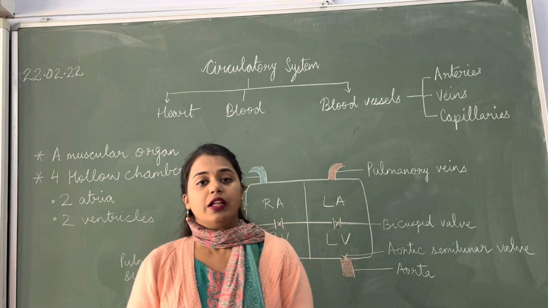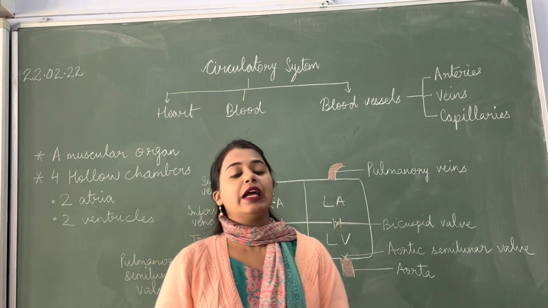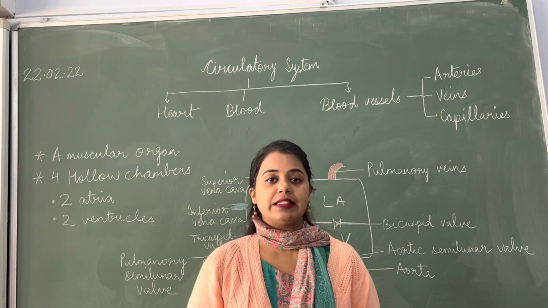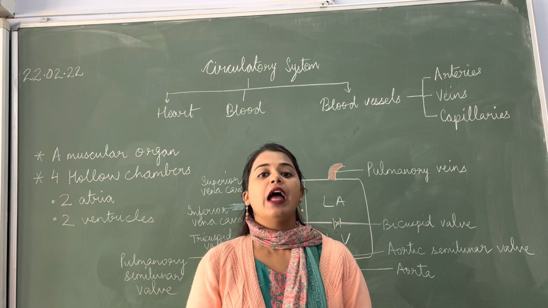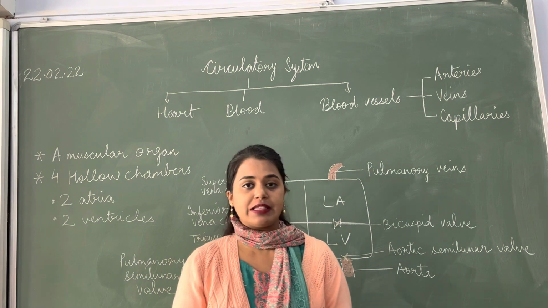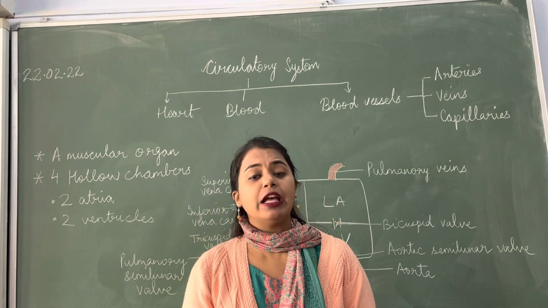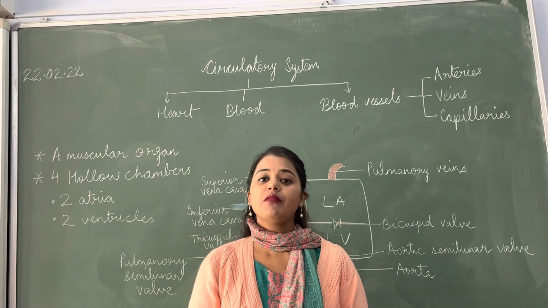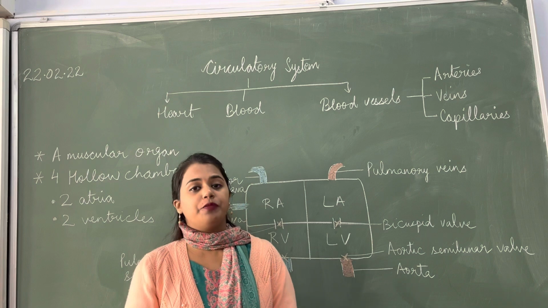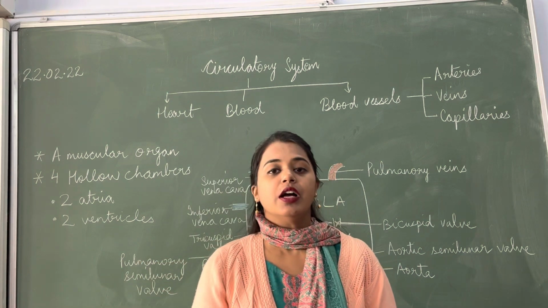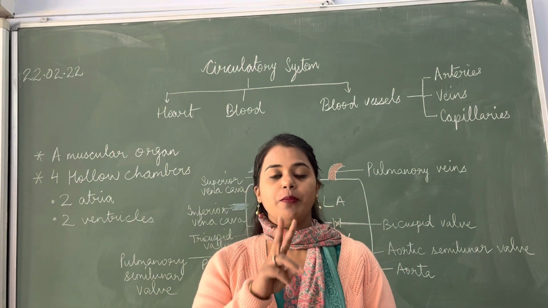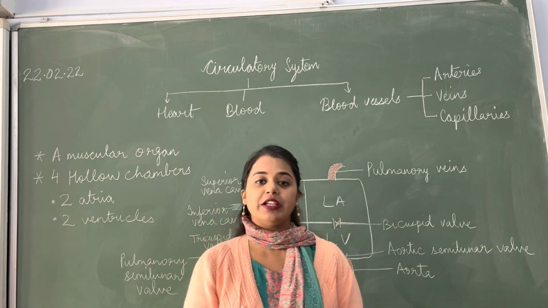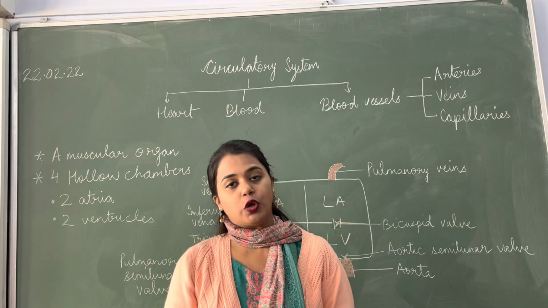So when this superior vena cava brings the deoxygenated blood, it brings it from the upper region of the body, that is the head, chest and arm. And inferior vena cava brings the deoxygenated blood from the lower region of the body, that is the legs and abdomen. And pulmonary veins come from the lungs, and there are two pulmonary veins from each lung. So total 4 pulmonary veins which bring the oxygenated blood to the left auricle.